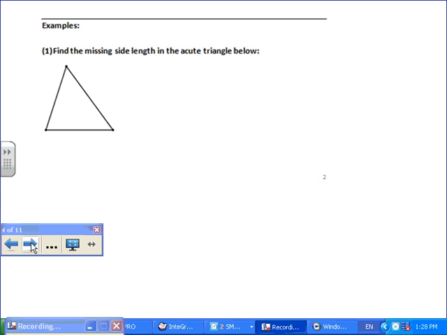So our first example here, it says find the missing side length in the acute triangle below, and here's what we're going to be given. This is going to be a side angle side problem. So we're going to be given that the side length over here is 1.0, let's say meters, okay, and we have a contained angle of 59 degrees, and we have another side length on the other side that is 1.5 meters long, and we're looking for this opposite, the third side in the triangle.